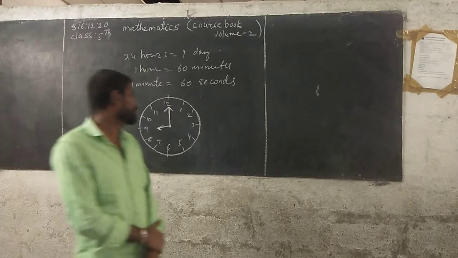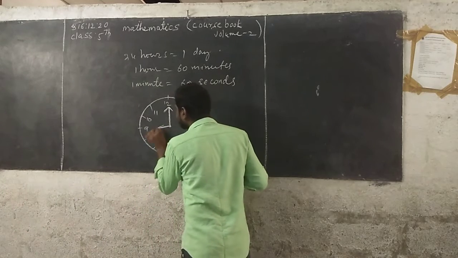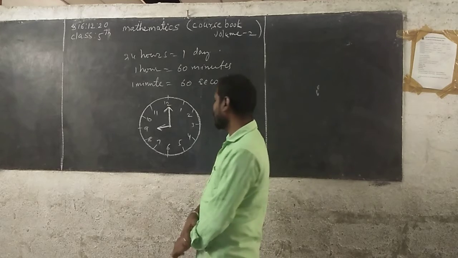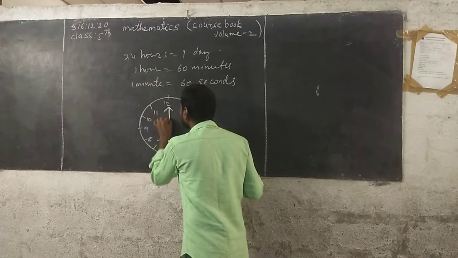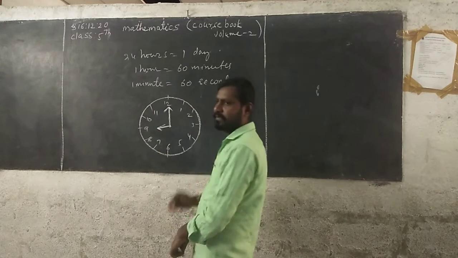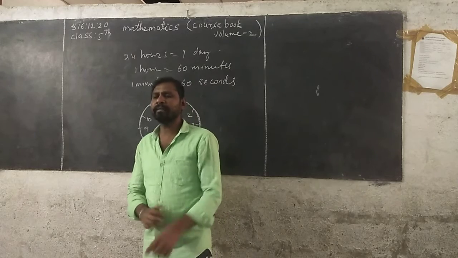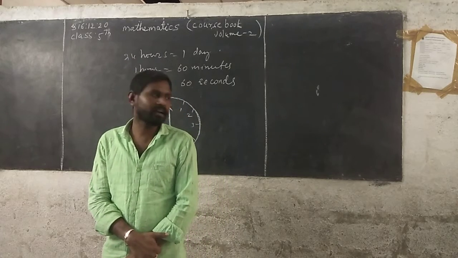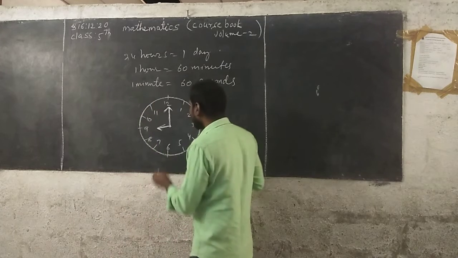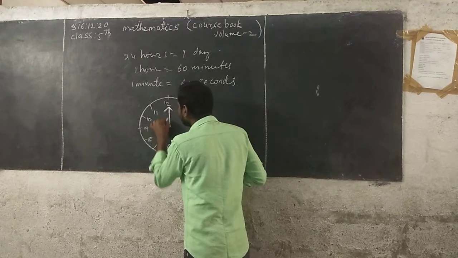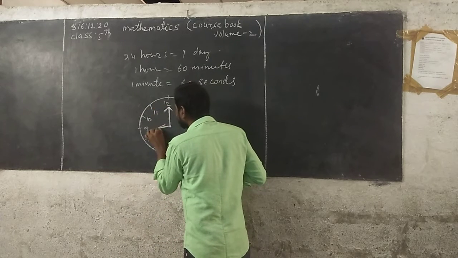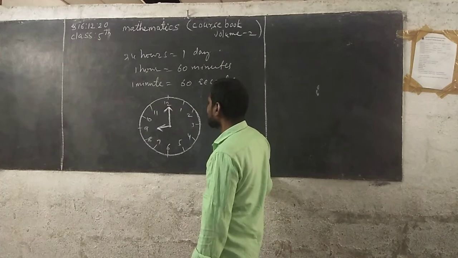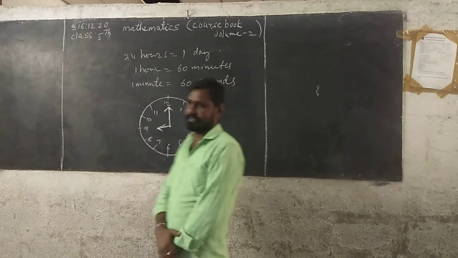Realize that the small hand is called the hours hand. When the hours hand starts from 12 and completes 1 round around the clock, it completes 12 hours.